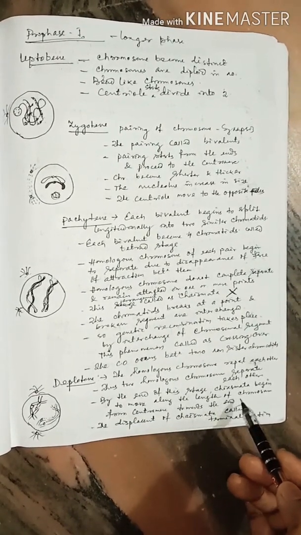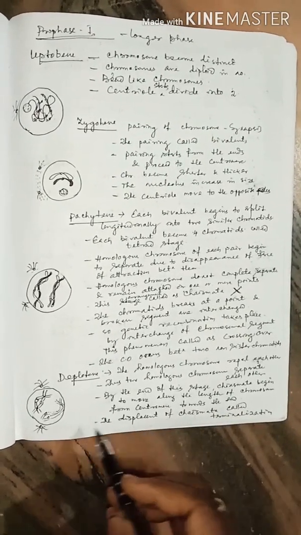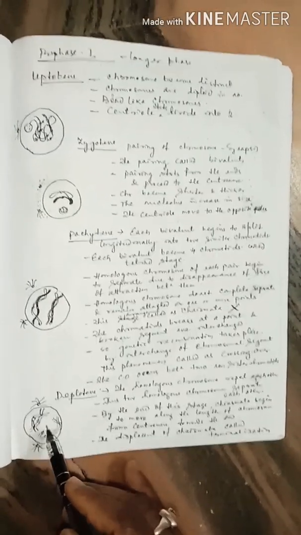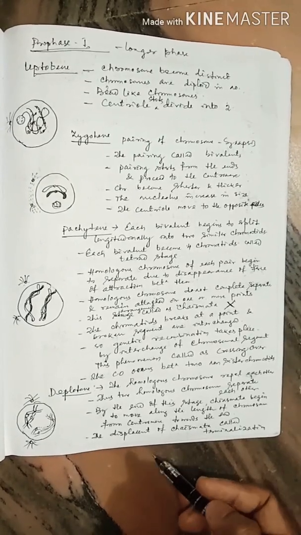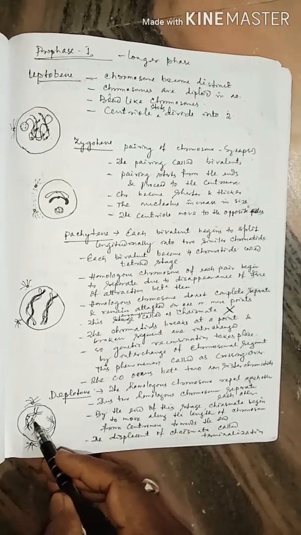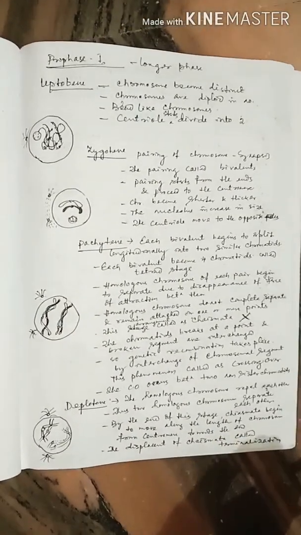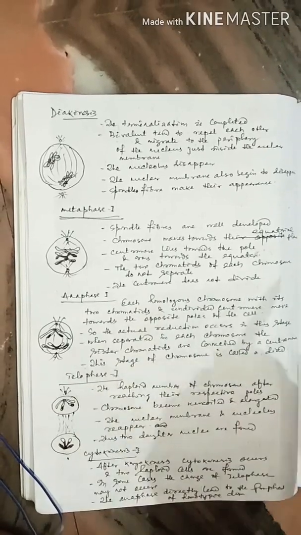By the end of this stage, chiasmata begin to move along the length of the chromosome from the centromere towards the end. So the separation starts from the centromere, which extends towards the end of the chromosome. The displacement of chiasmata is called terminalization. Here the chiasmata are displaced so that the chromatids separate from each other, and that phenomenon is called terminalization. And the last substage of prophase 1 is diakinesis, characterized by terminalization being completed.